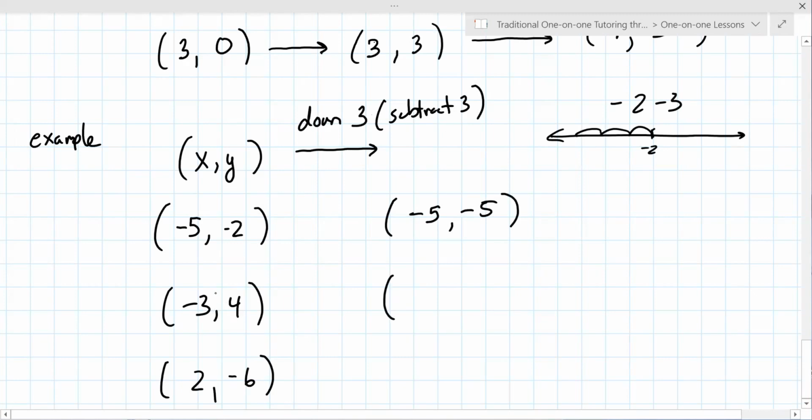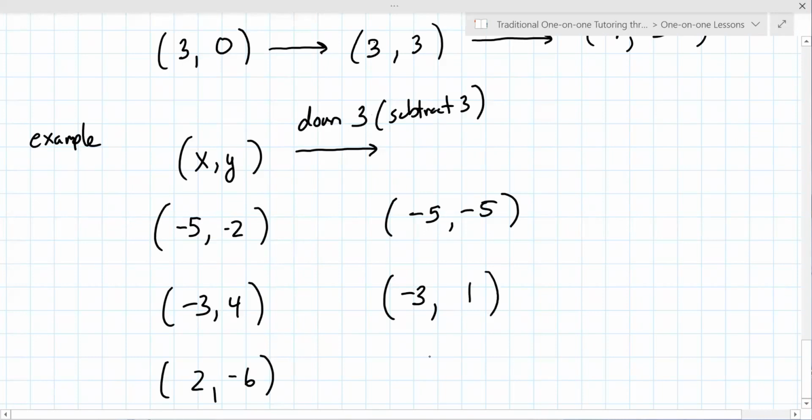Okay. So now the next one here, you keep the -3. But 4 is going down by 3. That means you're subtracting 3. What is 4 subtract 3? 4 subtract 3, 1.